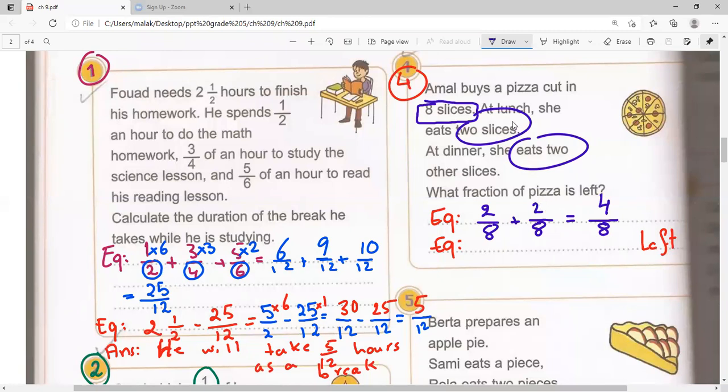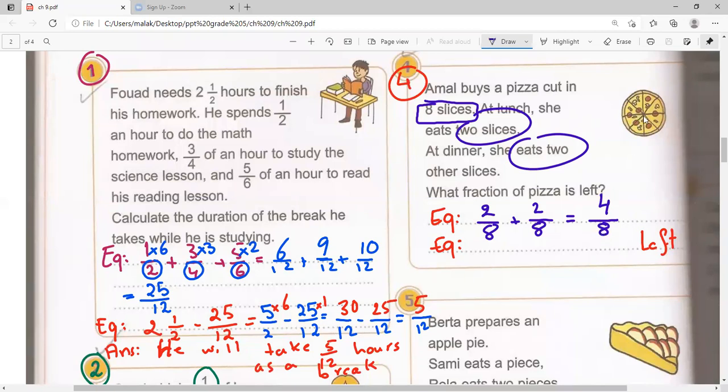She said that Amal buys a pizza. She divides this pizza into 8 equal parts. So the total number of equal parts here equals 8. At lunch she eats 2, then at dinner she eats another 2. So how much did she eat in both at lunch and at dinner? She eats 4 out of 8.